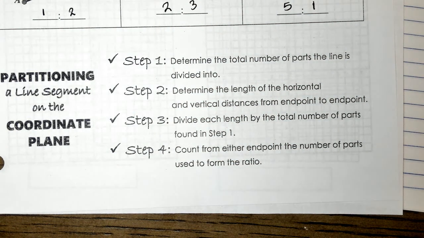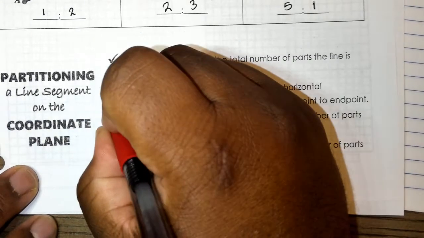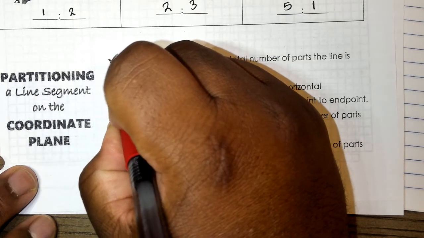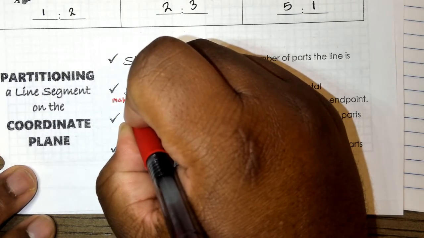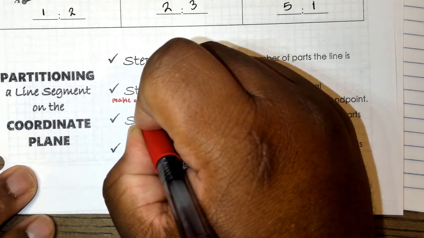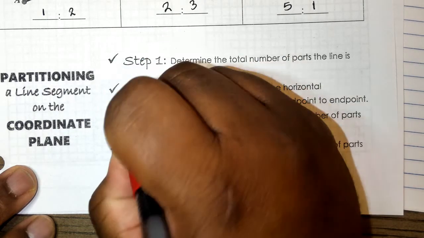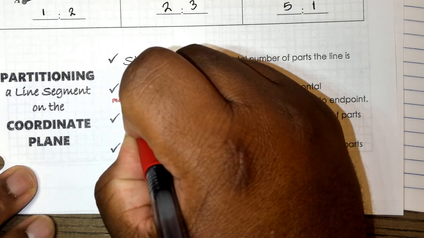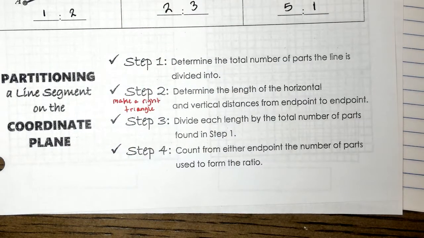For those who don't know what horizontal and vertical are, horizontal is your left or right movement, and vertical is your up and down movement. We're just going to figure out how far we went horizontally from one endpoint to the other, and how far we went vertically from one endpoint to the other. We're going to write those numbers down as well. By doing that, we're going to actually make a triangle on our graph, a right triangle. Making a right triangle will help us find our horizontal and vertical distance.